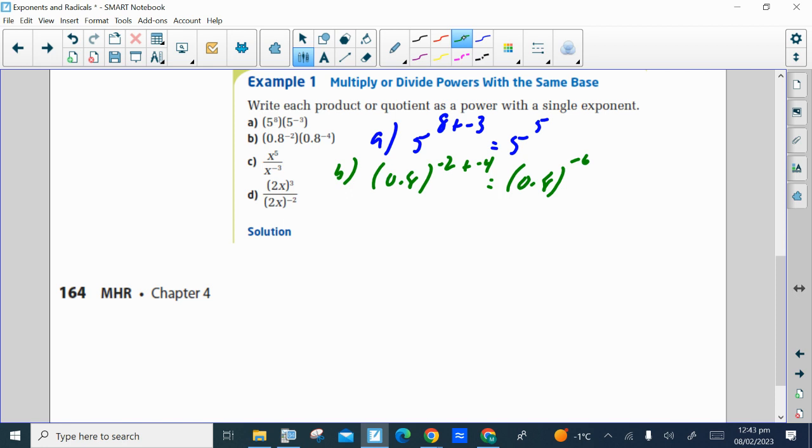Remember, this is the same as 1 times 0.8 to the power negative 6. So the 1 will stay on top, the 0.8 will move to the bottom, and when you do that, the exponent sign changes from a negative 6 to a positive 6. So there's our answer. We've written it as a power with a single exponent. And remember, the exponent always needs to be positive.